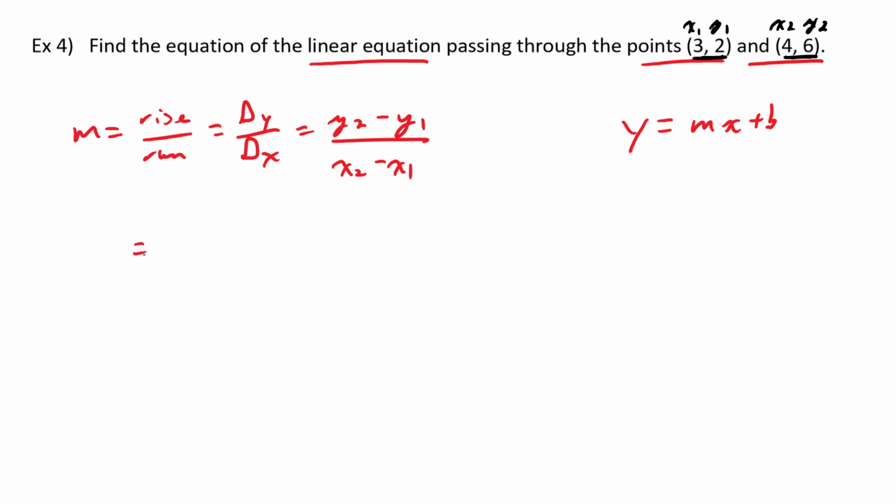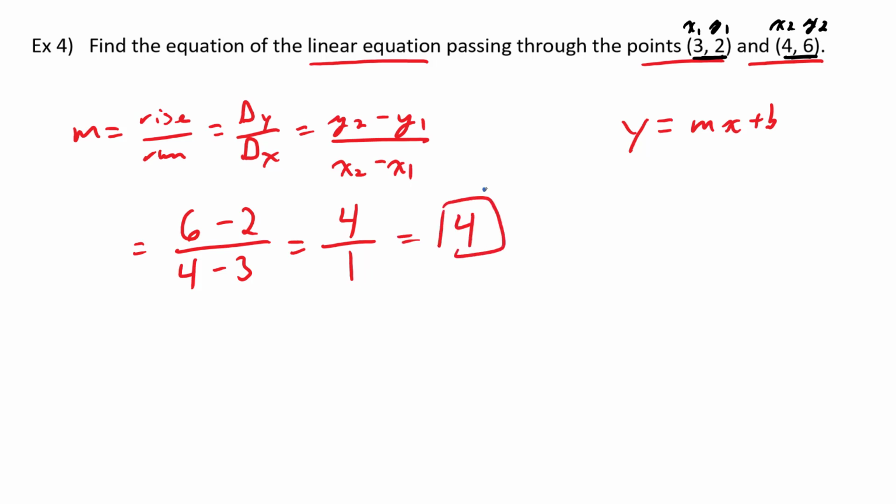Let's sub those values in. y2 is 6 minus y1, which is 2, over x2, which is 4, minus x1, which is 3. 6 minus 2 is 4. 4 minus 3 is 1. So our slope is 4. So I can sub that in right here. y equals 4x plus b.